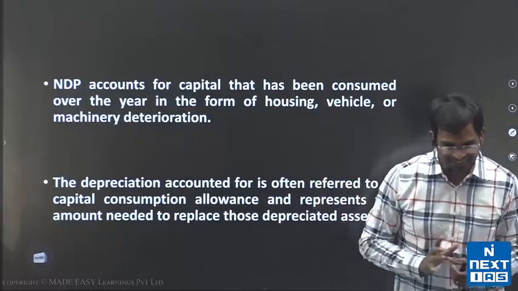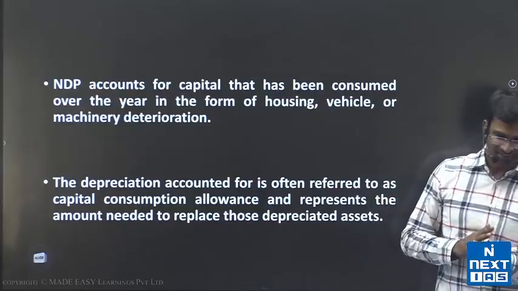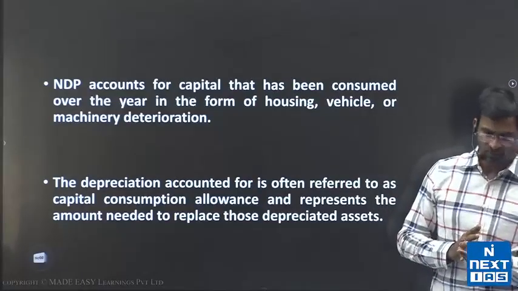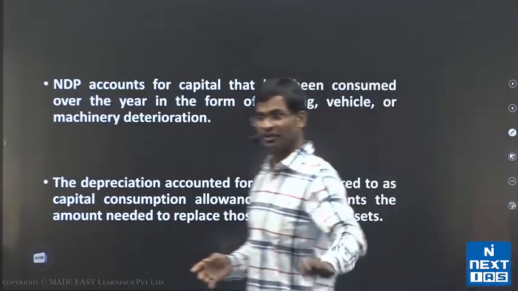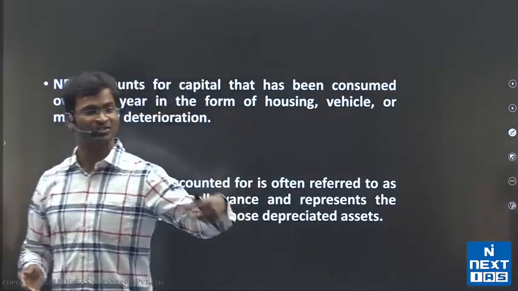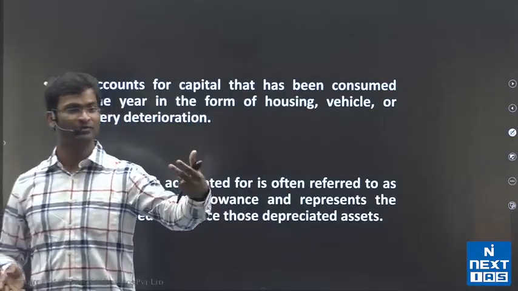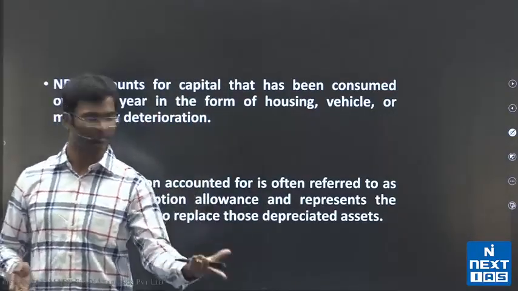Any questions? Good question. Imagine he has invested something in America. He invested there. Whatever he is earning, is it part of GNP or not? Yes, part of GNP.